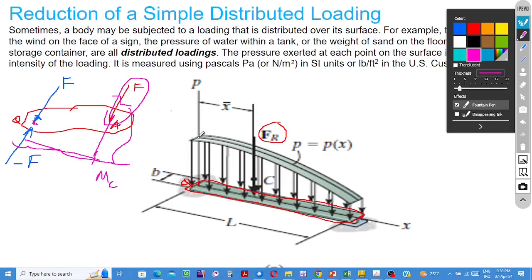You know this. Here, to be able to find the resultant of such a distributed load, the thing to do is the same. Find the resultant of the forces, and also find the resultant of the moments.